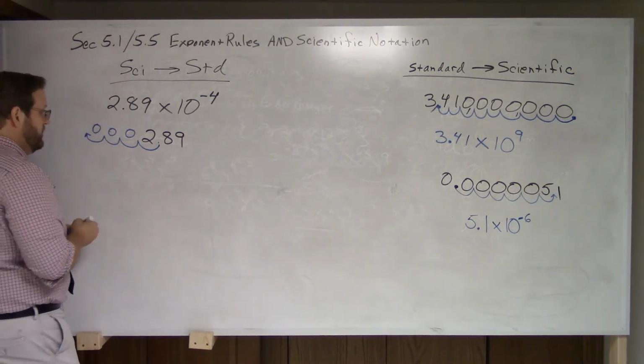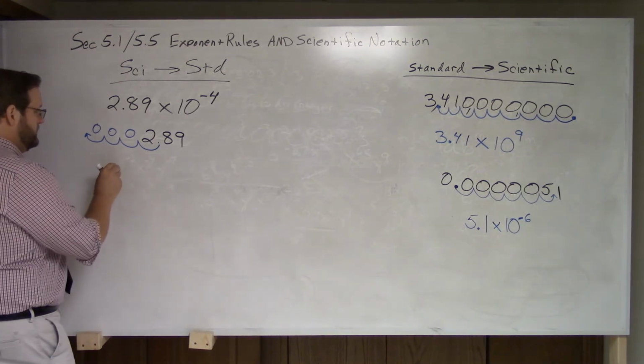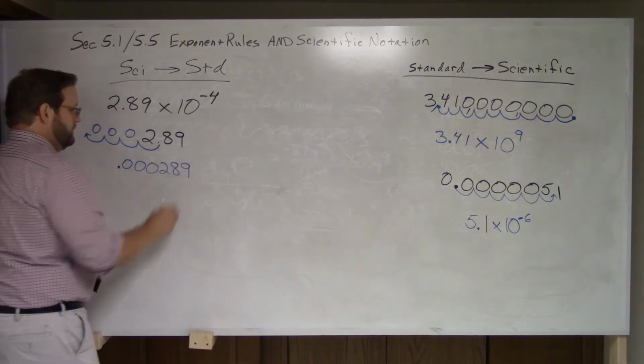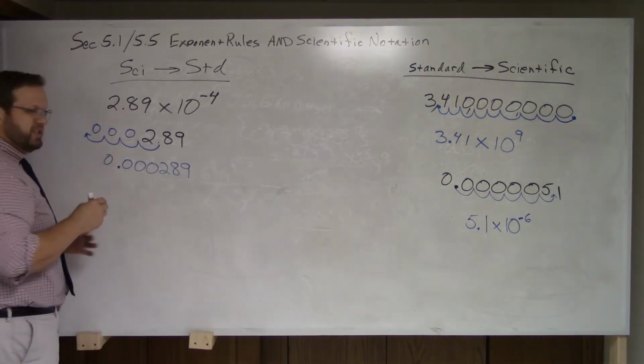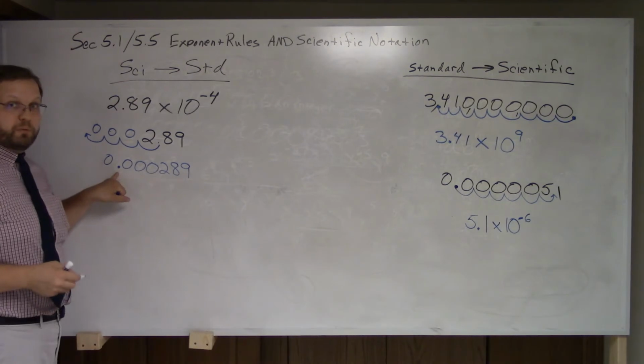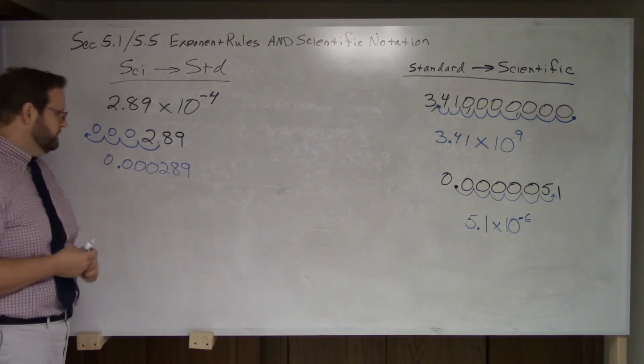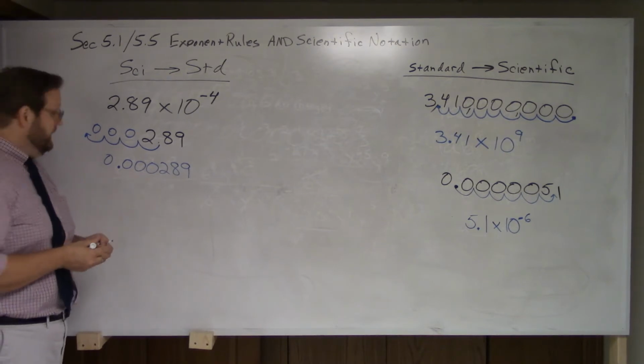So what I end up with is 0.000289. The zero in front is just to kind of accentuate that, hey, there's a decimal, be careful. If you don't put it, it doesn't change anything about it. Just make sure the decimal's clear. And that's it.